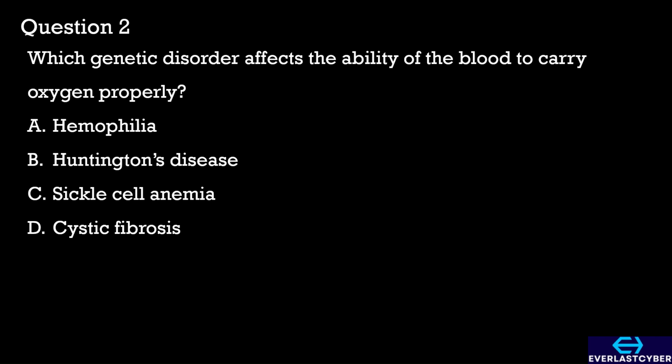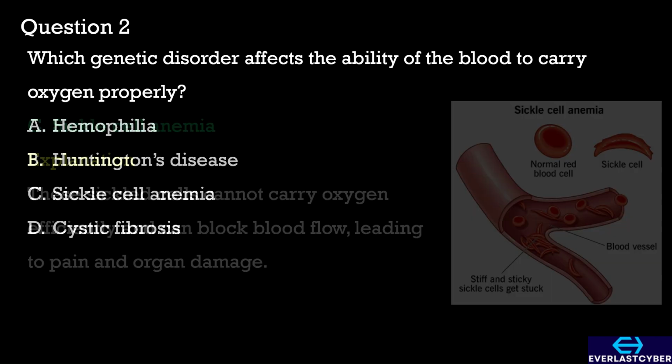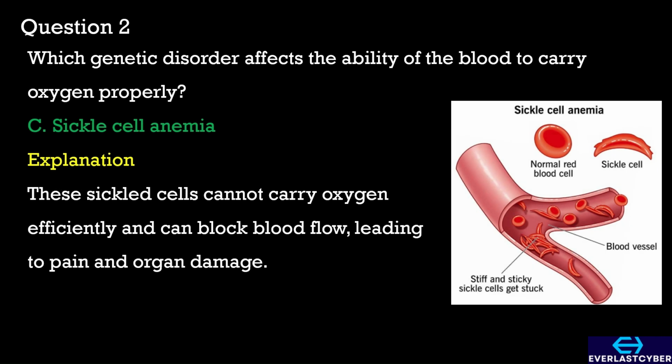Hemophilia affects blood clotting and not oxygen transportation in the blood. Huntington's disease affects the neurological function in the body, but not blood or oxygen. Sickle cell anemia is a genetic disorder where the red blood cells become abnormally shaped. They become sickle shaped. While cystic fibrosis affects the lungs and the digestive system, but not the red blood cells directly. So our answer here is option C.